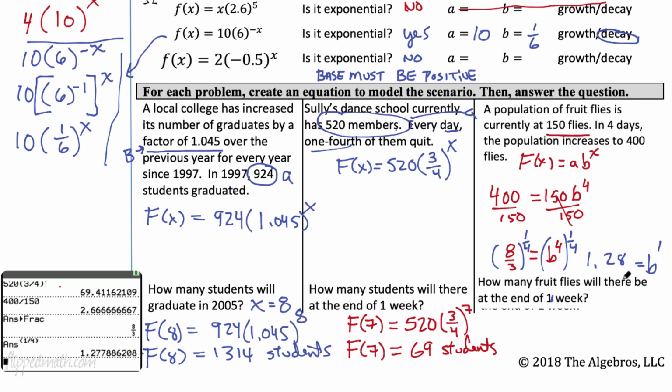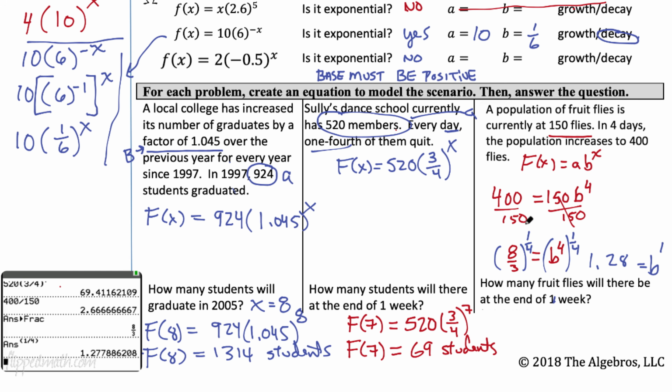Now, how many fruit flies will there be at the end of 1 week? Well, first let's write our function out, because we never really did that. Our function is going to be f of x is going to equal, we have the initial value of 150, which they told us, and we figured out that b was 1.28. That's raised to the x power. So what do we want to plug in? 1 week? And we're talking about days. So that is 7 days. So we want to find f of 7 here. So f of 7 is going to equal 150 times 1.28 to the 7th power.